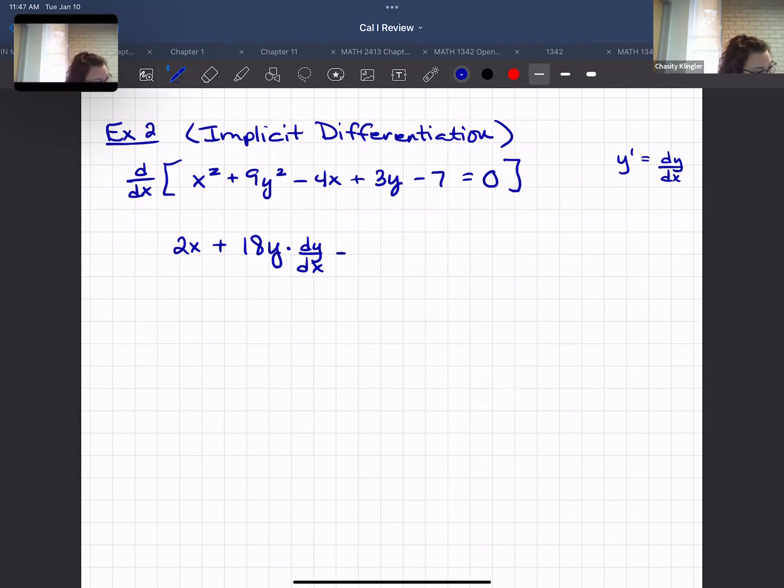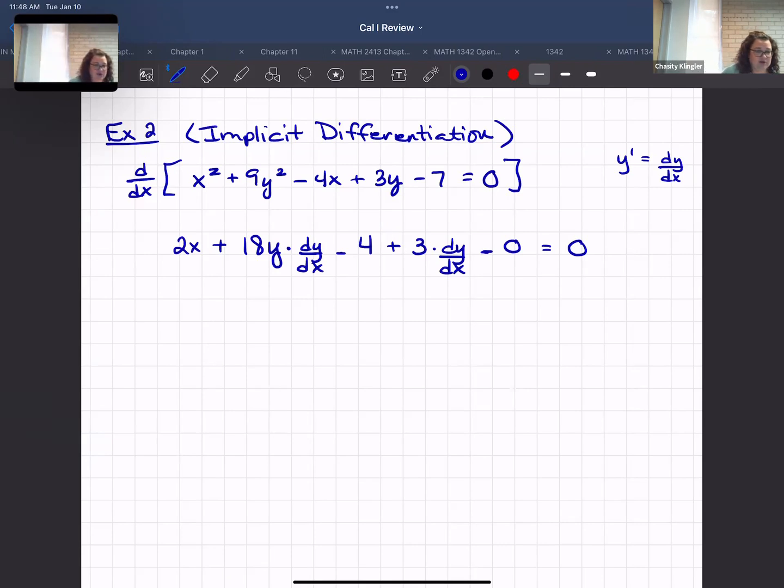And then we've got minus, what's the derivative of 4x? Four. And then plus the derivative of 3y is 3, but since it's y, it gets a dy dx. And then the derivative of 7 is just 0. And the derivative of 0 is just 0. So we've taken the derivative of everything with respect to x.